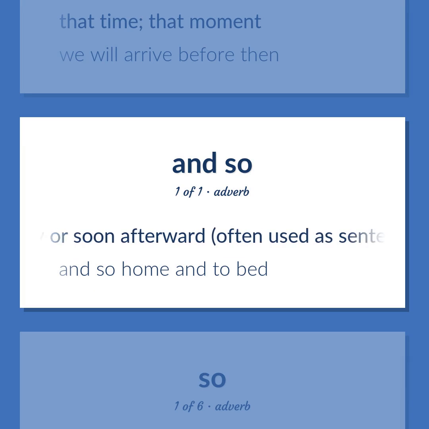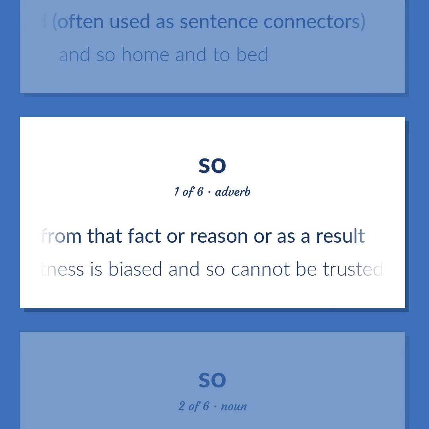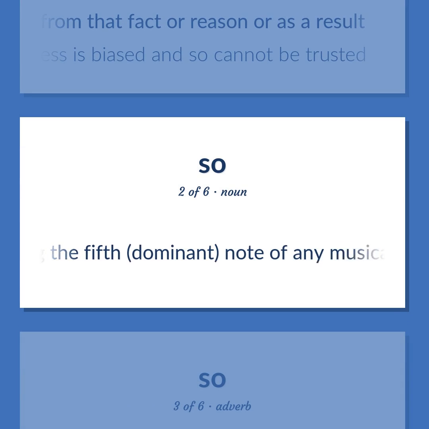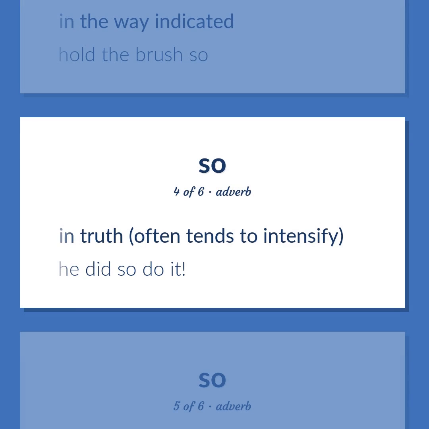Used to introduce a logical conclusion, from that fact or reason or as a result. The witness is biased and so cannot be trusted. The syllable naming the fifth, dominant, note of any musical scale. In the way indicated. Hold the brush so. In truth, often tends to intensify. He did so do it.